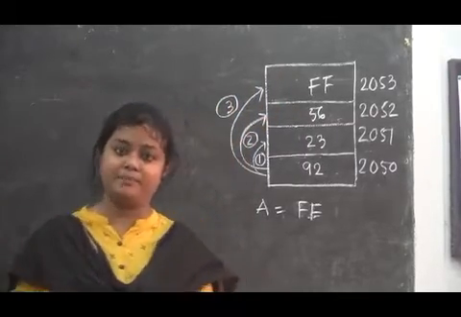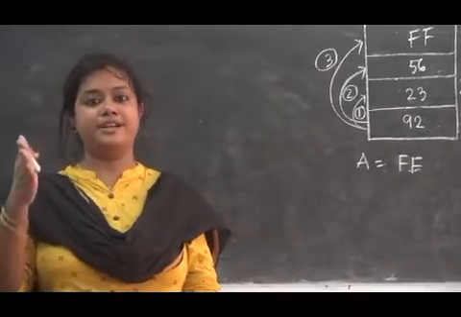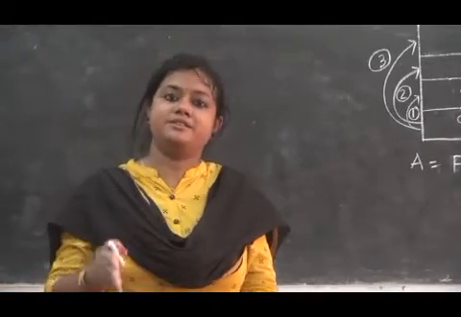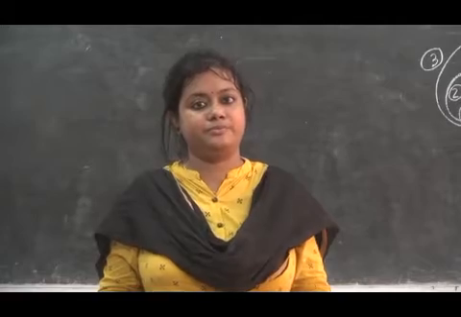If there are 5 data, then the comparison will be 4 times. The number of comparisons is always less than the number of data present in the memory locations.